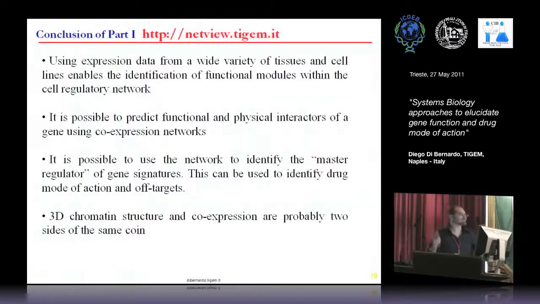Okay. So this is the conclusion of my first part, and you can access all our network at this website. It's called netview.tigem.it. This work is in publication, but the database is free. You can just go in, put your email, and then automatically you will receive a password. And you can put your gene of interest and see what we predict, what are the neighbors, or you can select a biological function of interest and see what are the genes that we predict belong to that function.